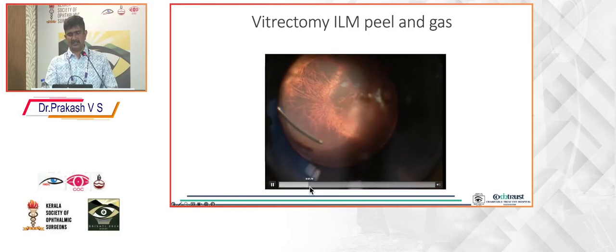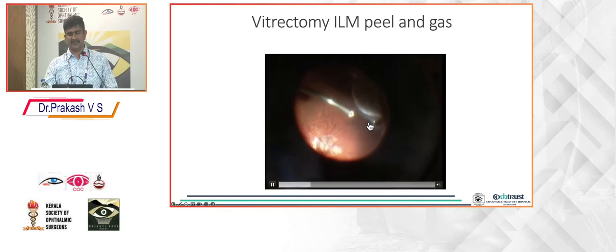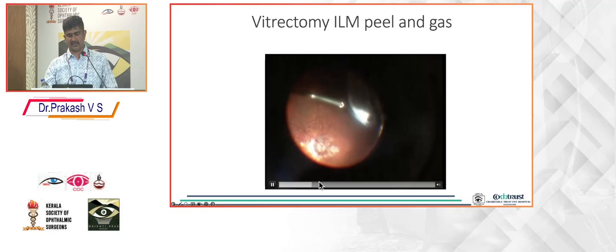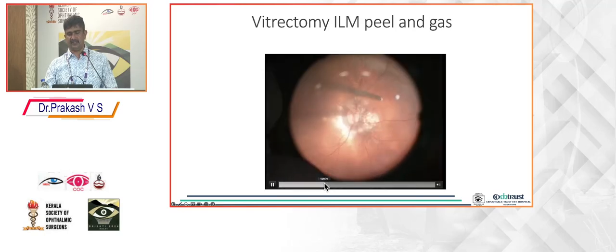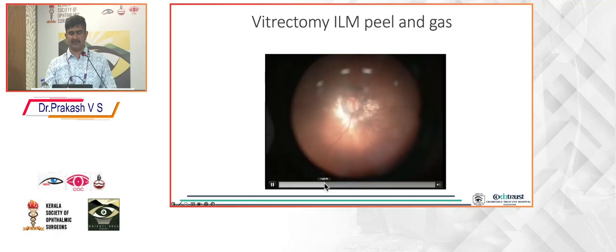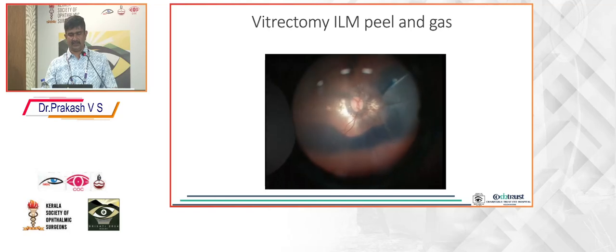So you can see the large posterior staphyloma here. This is the edge of the staphyloma and the myopic changes. So a complete vitrectomy was done with base excision. The challenge was in finding the break, where exactly the break is. So actually a retinotomy was made, and brilliant blue-green was injected into the subretinal space. You can see the dye going under the subretinal space.